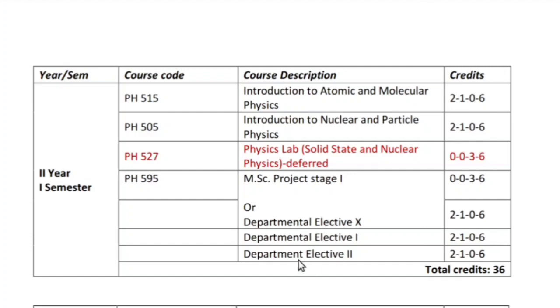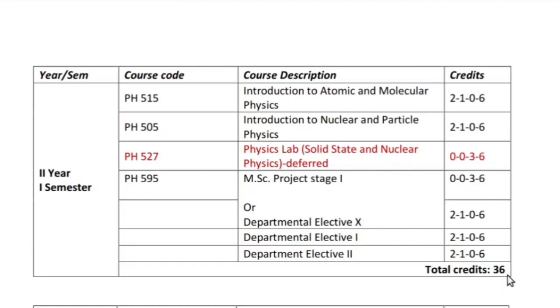Then you have 2 departmental electives. You have to take 2 courses from the physics department which can come under electives. And the third, as you can see, you can do either a project, which is for a 1 semester period, or you can take an elective in place of that. This is one of the freedoms you get in IIT Bombay, because most colleges don't offer this. If you don't want to do a project, you get an option of taking an elective.